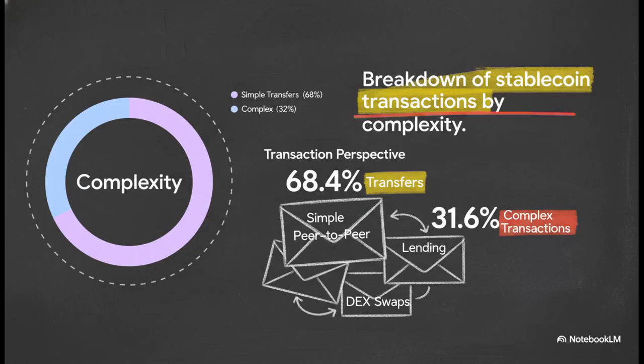Section 4, the scale of complexity, or what we'll call the 60% illusion. So with our terms clearly defined and our data collected, we arrive at this massive structural illusion. From a top-down transaction perspective, meaning if we're just looking at those big envelopes, simple peer-to-peer payments actually appear to dominate the landscape. Simple transfers make up about 68.4% of the transaction volume. Only 31.6% are complex, multi-step transactions, like lending or decentralized exchange swaps.